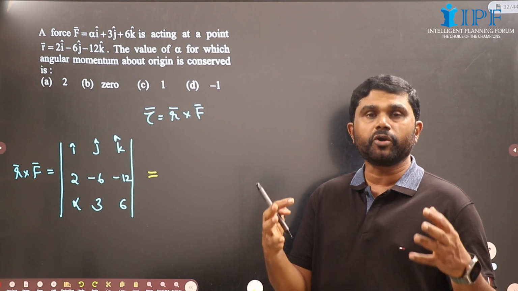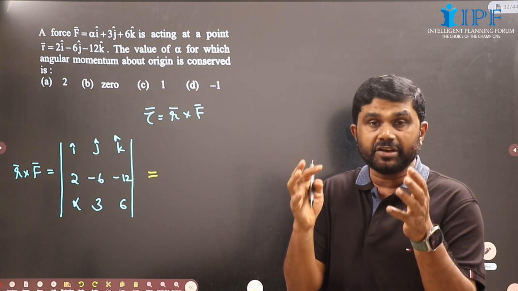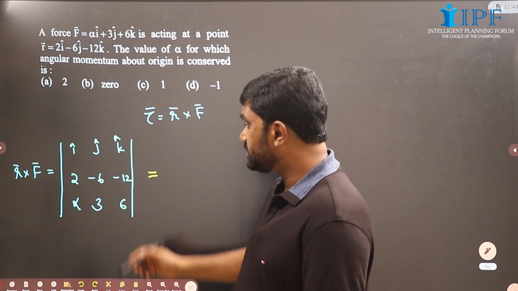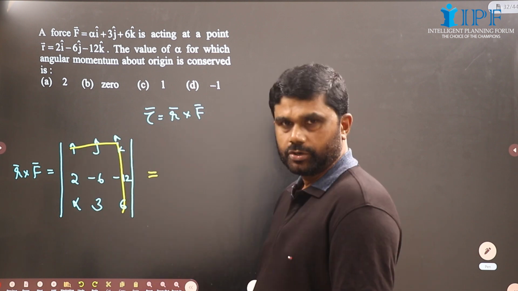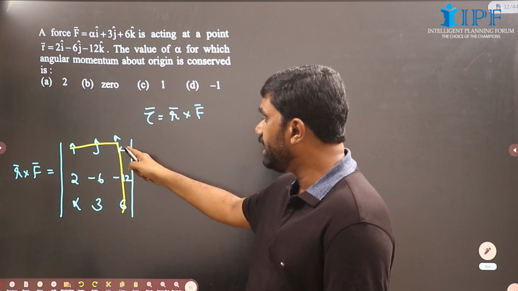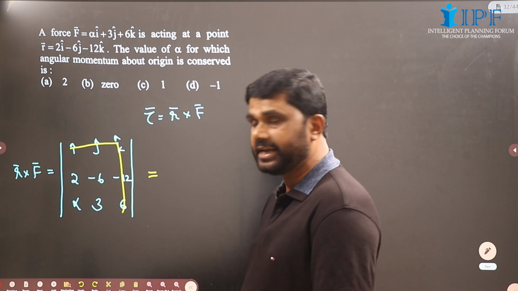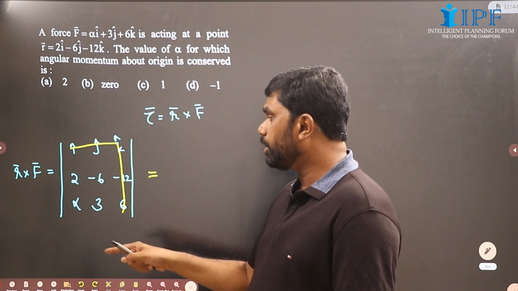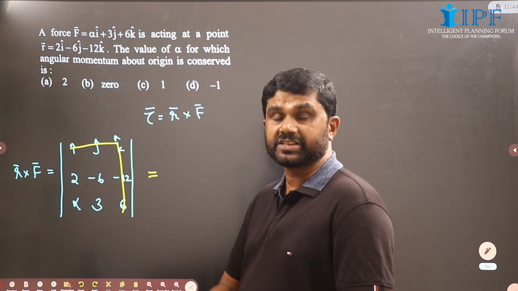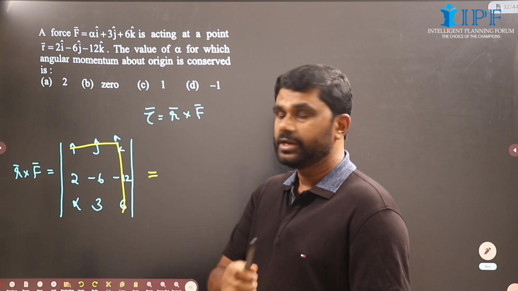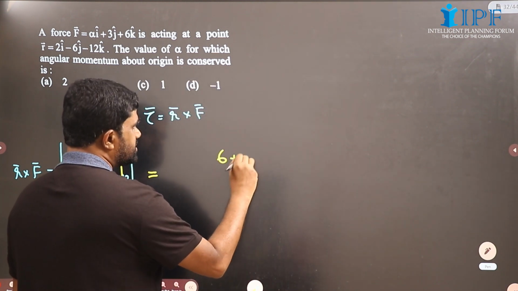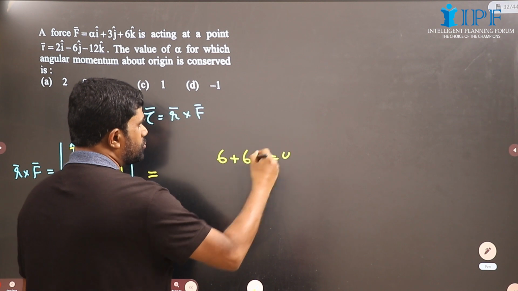So we have to take only the component which contains alpha. Now alpha is here. Let's take the Z component or K component. When we take this K, we have to eliminate the row and column containing that K. So the Z component of the torque will be 2 into 3, that is 6, and this is minus 6 alpha, so 6 plus 6 alpha. This is equal to 0.